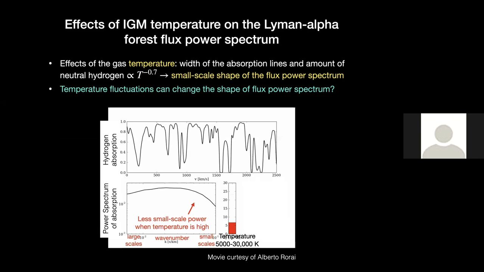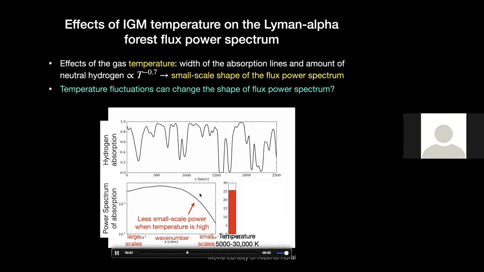So you would see less small scale power when the IGM temperature is higher. Conversely, when the IGM temperature is lower, you would expect to see more small scale power because there's more small scale structure in the forest. That's the basic idea, and it's pretty stock. But temperature fluctuations from patchy reionization might complicate this picture.